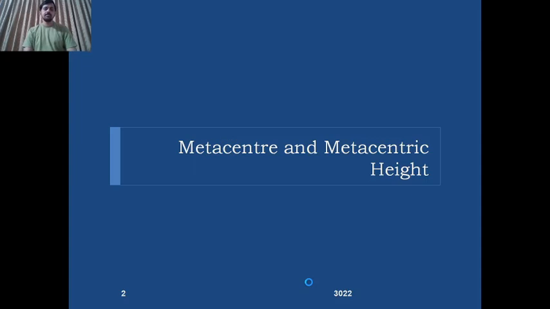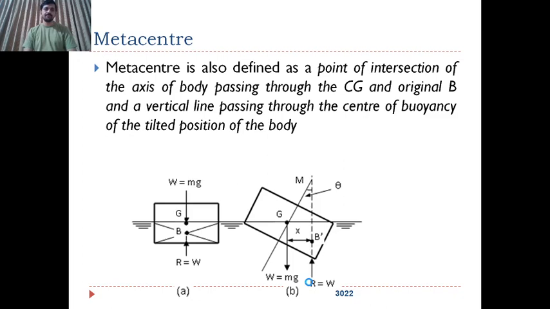And how to determine metacentric height of floating and immersed bodies. Metacenter is defined, as we have seen yesterday, as the point of application of tilt. When a body is tilted from its original position when it is floating, M is the point of intersection of the axis of the body passing through the CG. Originally the axis of the body will be passing through the center of gravity.